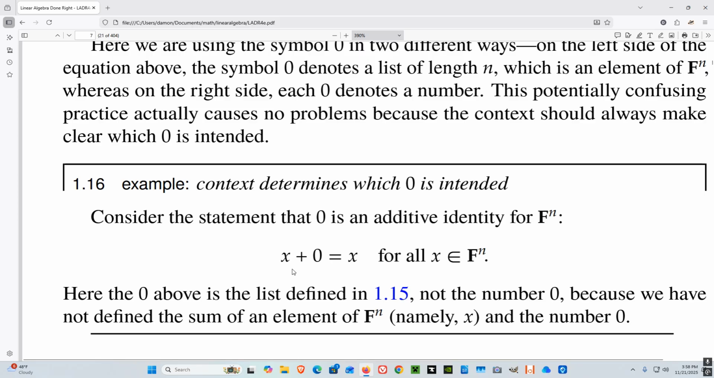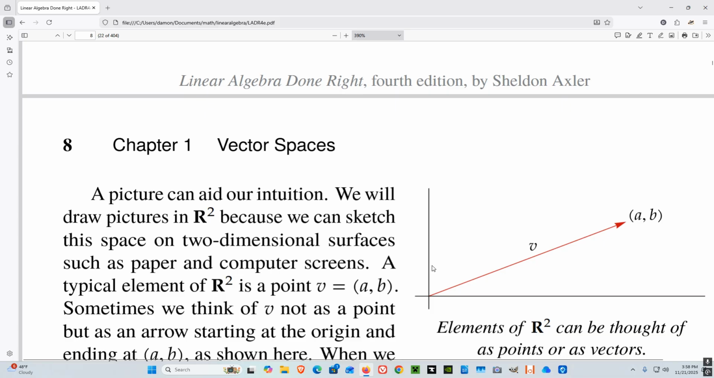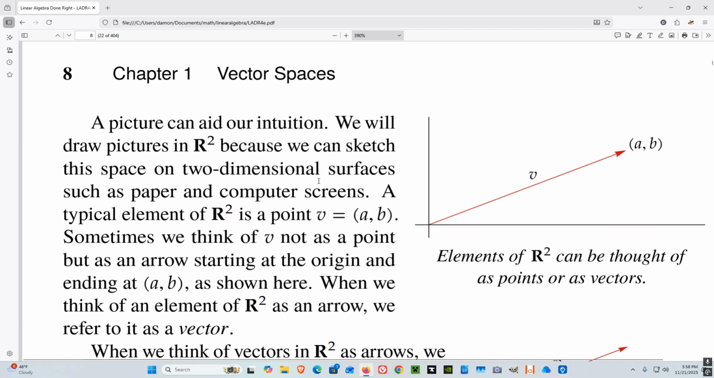Consider the statement that 0 is an additive identity for F^n. x plus 0 equals x for all x in F^n. Here the 0 above is the list defined in 1.15, not the number 0, because we have not defined the sum of an element of F^n, namely x, and the number 0. A picture can aid our intuition.